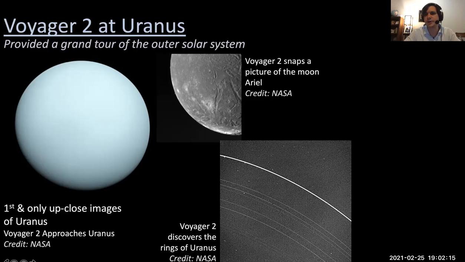Here is a picture of its moon Ariel, which you can see has a geologically young surface. Super interesting. Lots it discovered, I think, 11 moons of Uranus. And it discovered 2 new rings of Uranus.